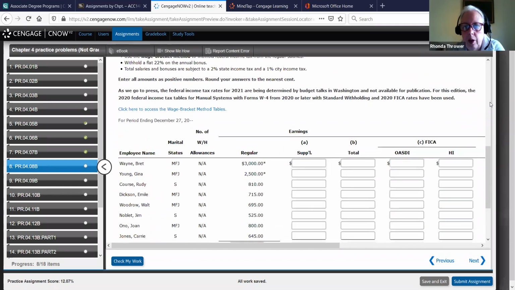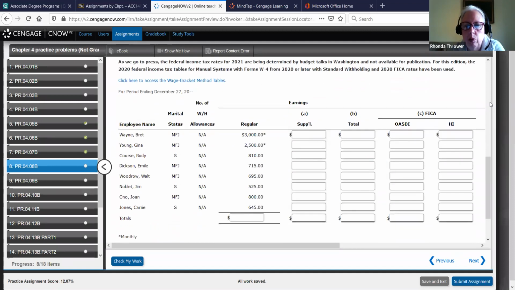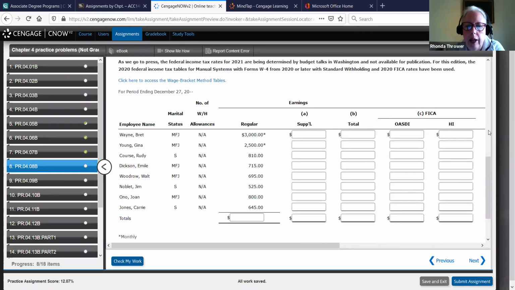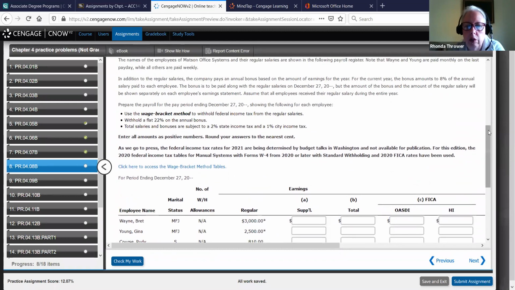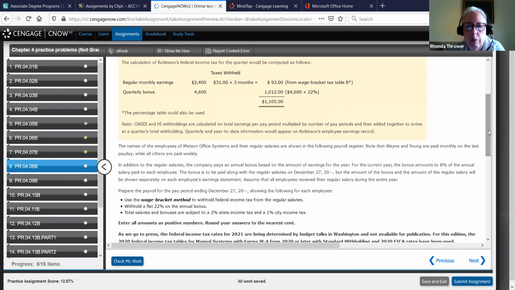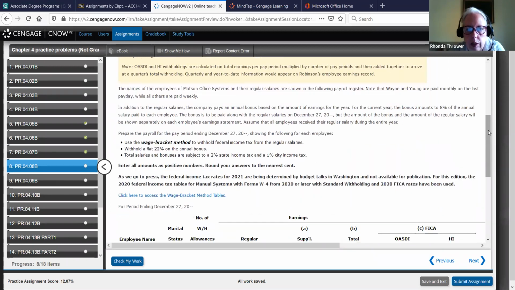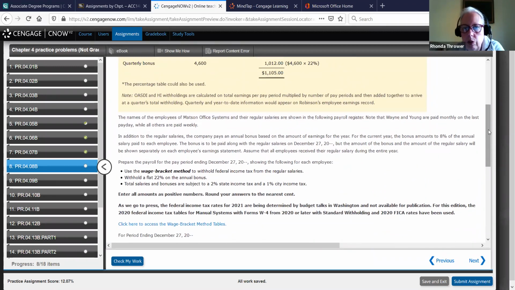And on the last problem, they have you filling out a payroll register again. And I'm just going to do the first one with you with the highest amount of pay so you can understand what's going on. But I'm going to caution you on some other things. So if you'll just bear with me while we read through this.